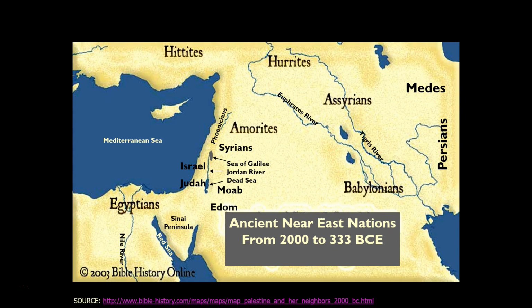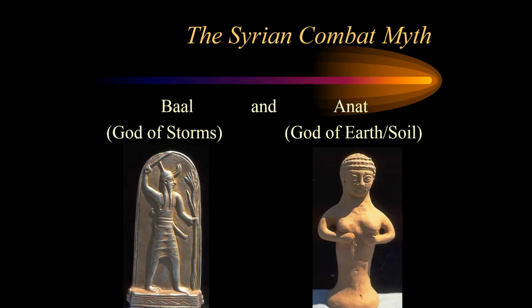Similar to the Babylonian creation story, the Syrian creation story is a combat myth that involves a battle between life and death. In their religion, there were two main gods, Baal and Anat, sometimes called Asherah. In fact, in the figurines I give you here, the figure on the left is Baal. He was a storm god, as you can see, with his thunderbolt that he holds in his left hand. Then you have Anat, or as I said, sometimes in biblical tradition she's described as Asherah. And she's the goddess of earth or soil.